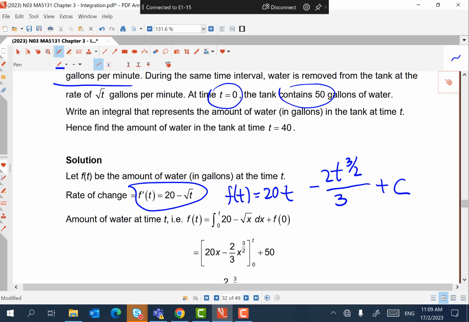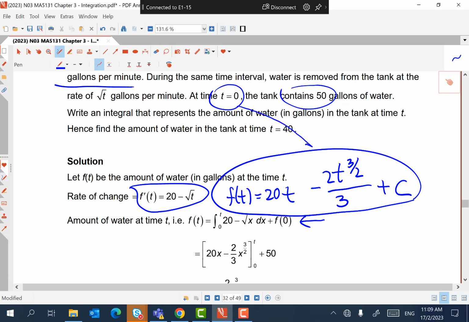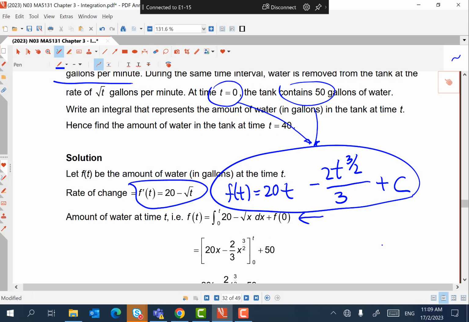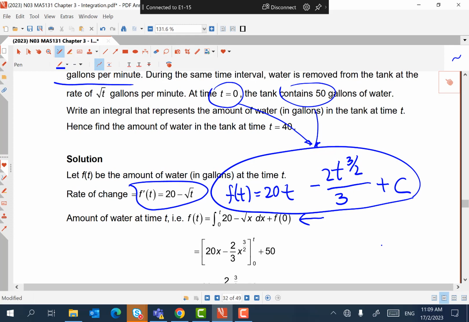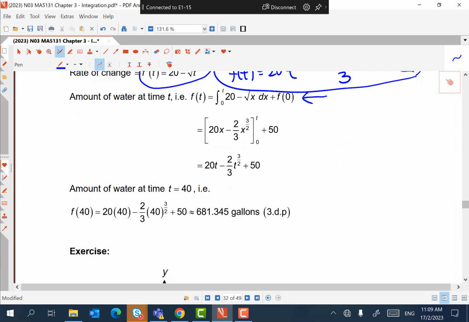The postal code. Okay, class, you can find f of t this way, or first and foremost integrate, then use this condition to find the value of C and ascertain that C is 50. Then to find the amount of water at t equals 40, you just plug in t as 40, and you get the answer.